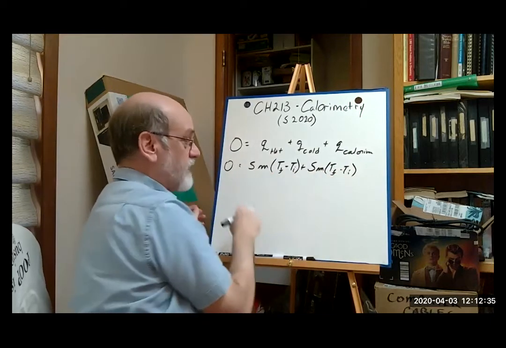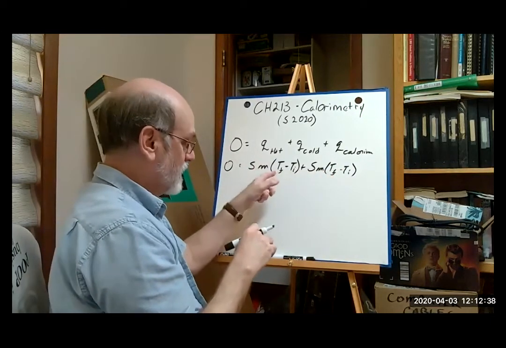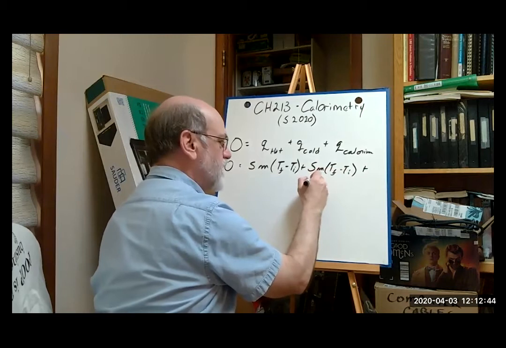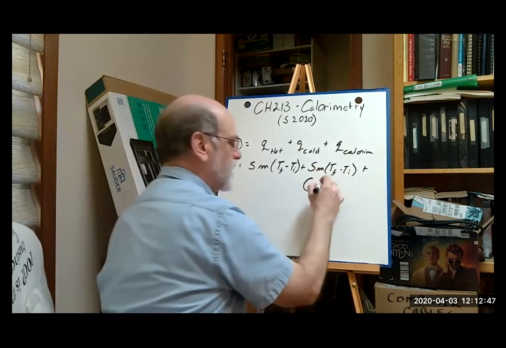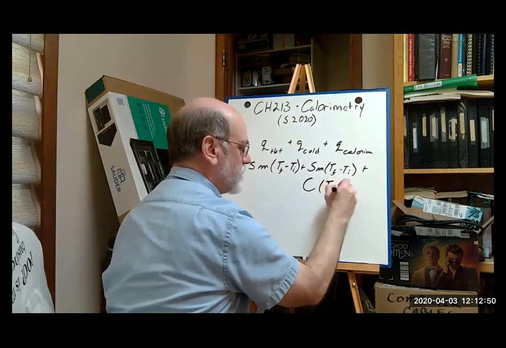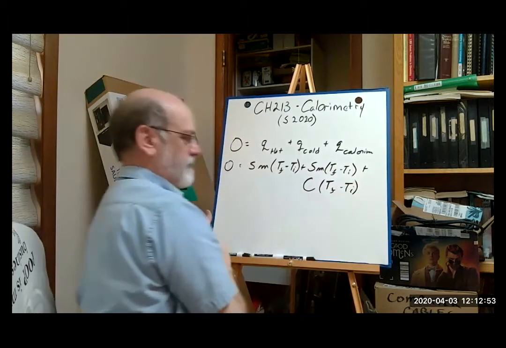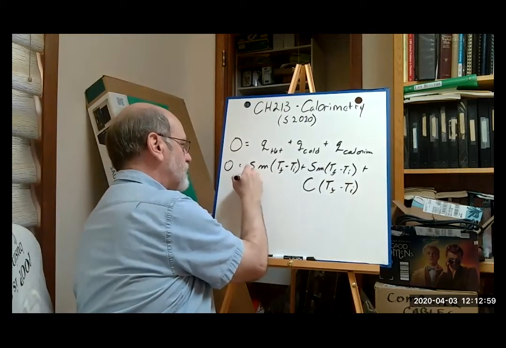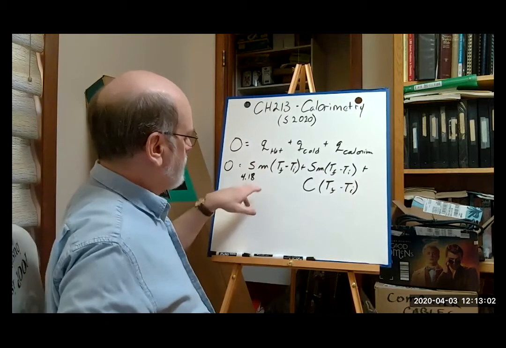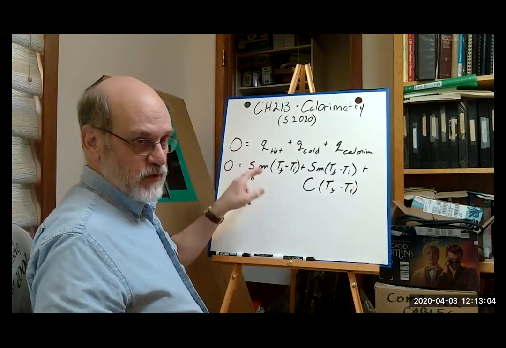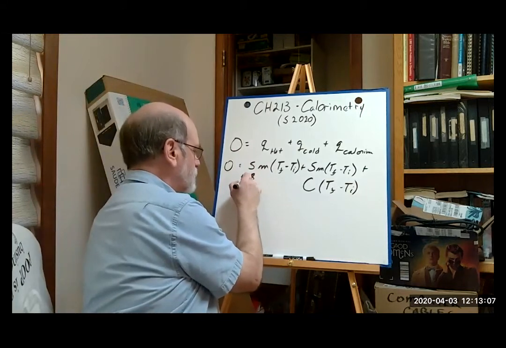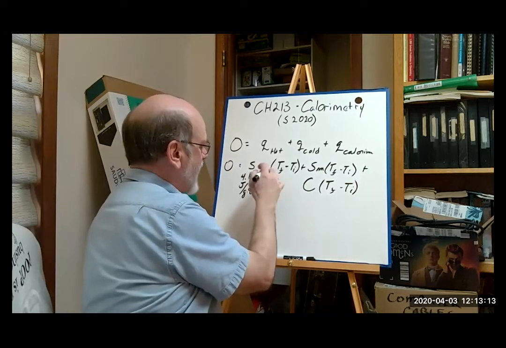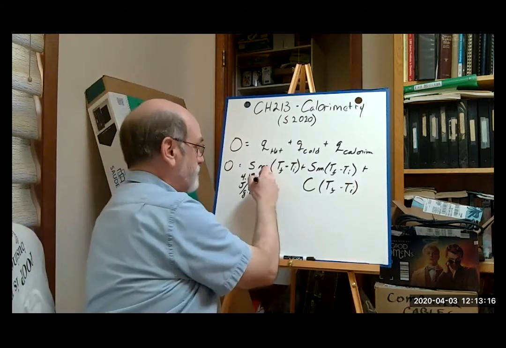Now these might be different. In fact, they most likely will be different. And then whatever the Q for the calorimeter is, which will be the constant, times its change in temperature. Okay? So we know what this one is. It's 4.18 joules per gram degree centigrade. Okay? And then mass will be 75 grams, right?